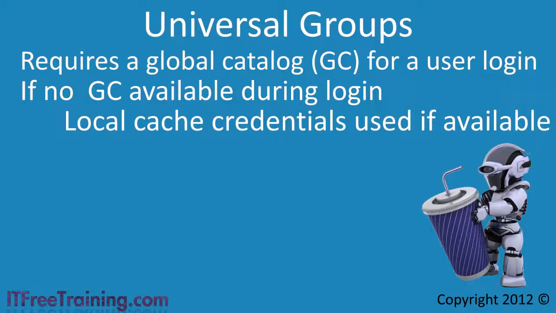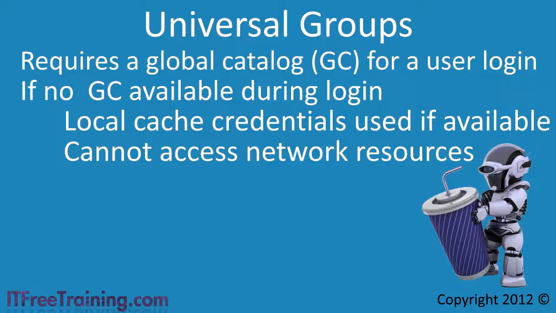Cached credentials are what allow you to log into your laptop when you disconnect it from the network. This will allow the user to access the local system, but when you attempt to access a resource on the network, like a file share, the server will check the authentication of the user. In order for the server to do this when universal groups are being used, it requires access to a global catalog server. If no global catalog servers are available, the connection will be denied.